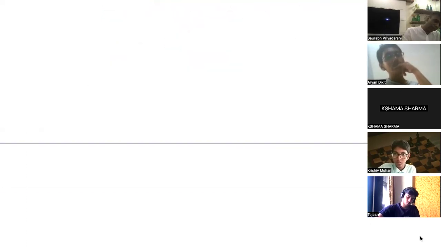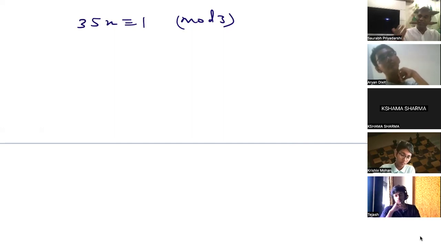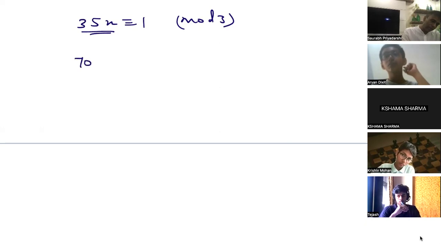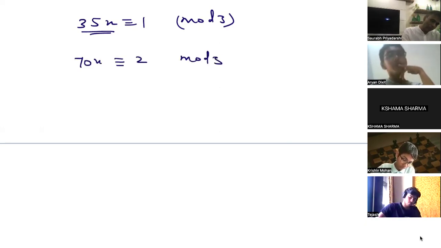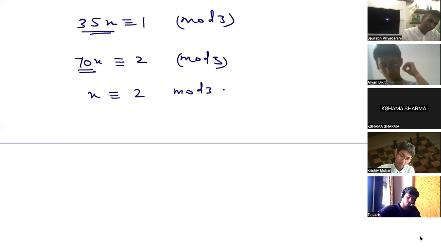So 35x ≡ 1 mod 3, and we have to find the value of x, that is x1. What I can do is multiply both sides by 2: 70x ≡ 2 mod 3, because 2 is not a multiple of 3, so I can multiply both sides. Dividing 70x by 3, I'm getting x only, because 69x is divisible by 3. So x ≡ 2 mod 3. This is known as x1, meaning x1 is equal to 2.